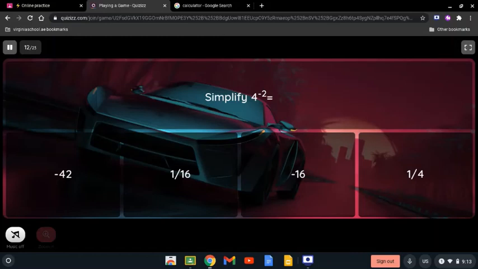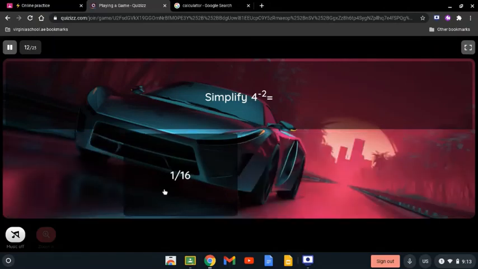And obviously the answer is going to be 16, because you multiply 4 by itself 2 times. So 4 times 4 is 16, and when you use it in a fraction, it's going to be 1 over 16.